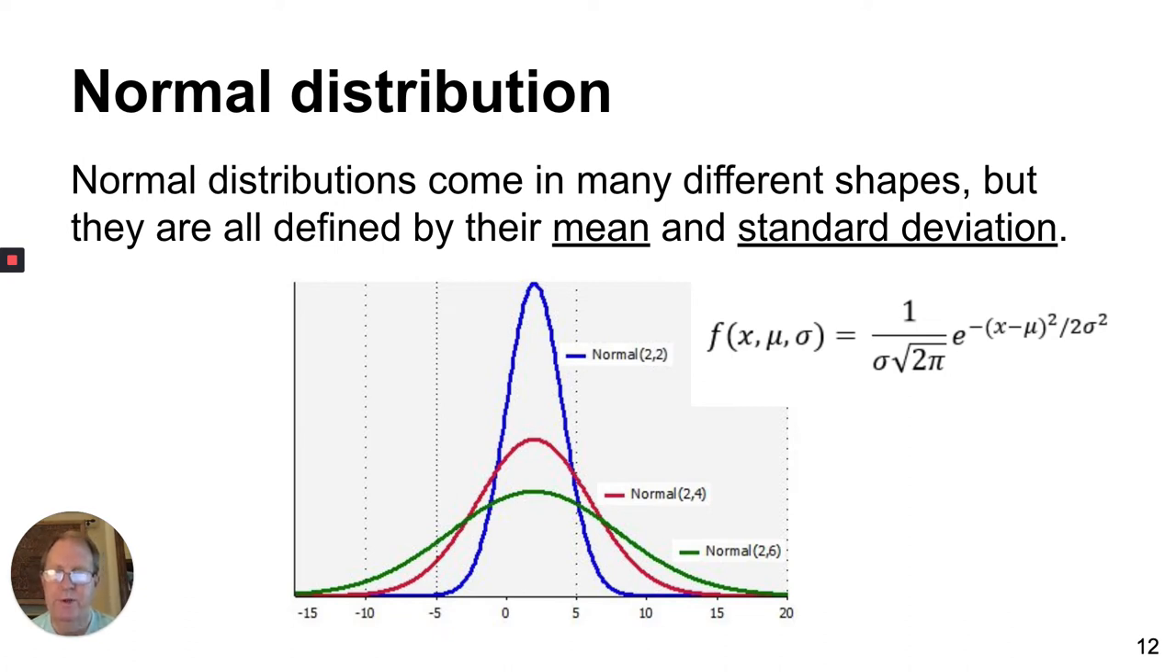And this graph right here shows the proper notation for normal distributions. I write normal, and then I have two numbers in parentheses. The first number is always the mean. The second number is always the standard deviation. So my blue graph has a mean of 2 and a standard deviation of 2. It's tall and skinny. The red graph is wider and has a standard deviation of 4. And the green graph is even wider yet, and it has a standard deviation of 6. And every location on that graph is again determined by that mathematical equation that you see.